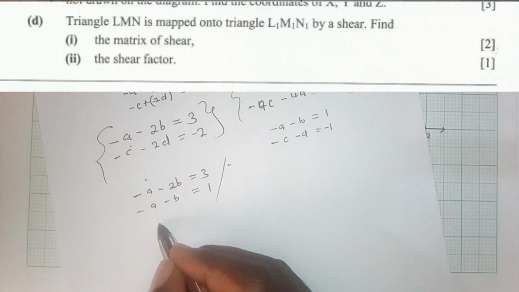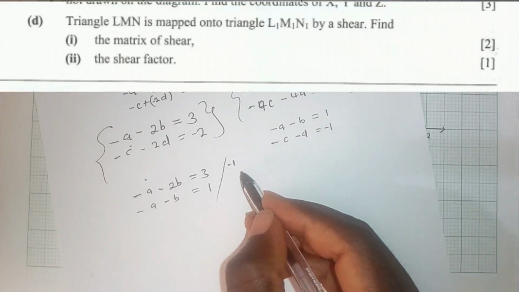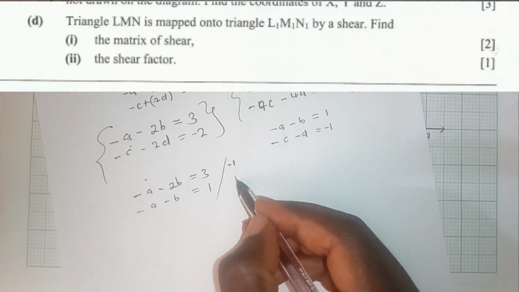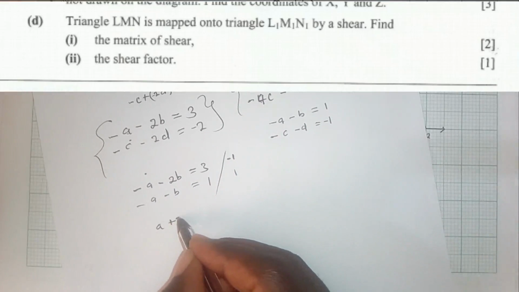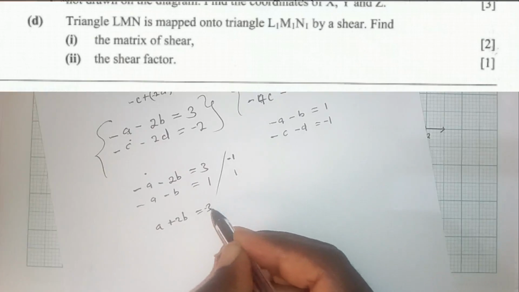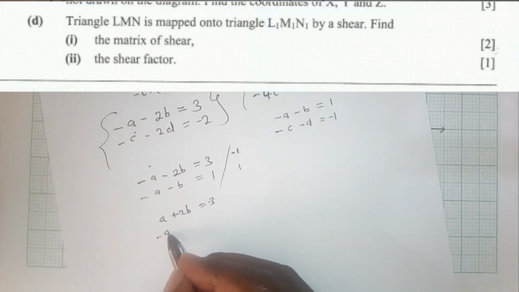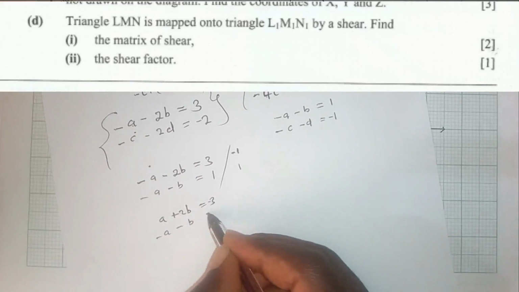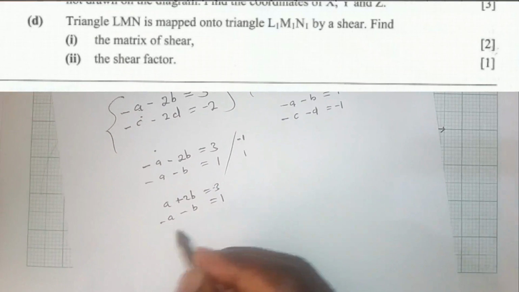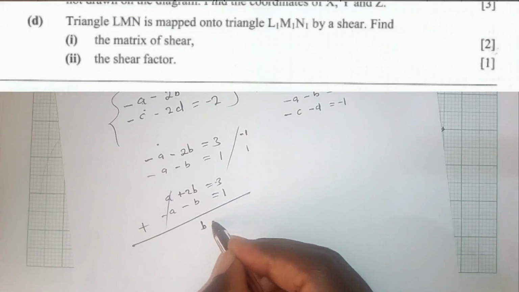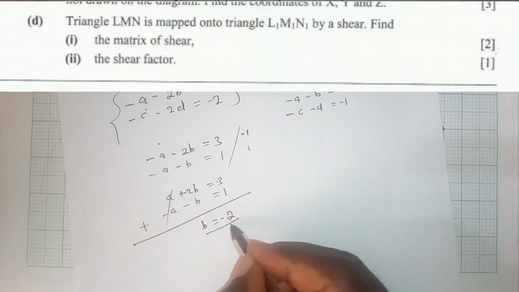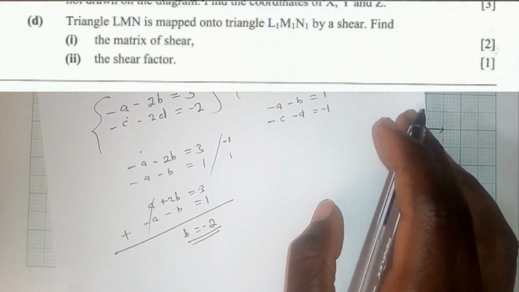This will be multiplied by -1, here by 1. So multiplied by -1, we'll have something like this, and then this one will be like this. We add here, we solve, this will cancel, remain with b is equal to -2. So b is equal to -2.